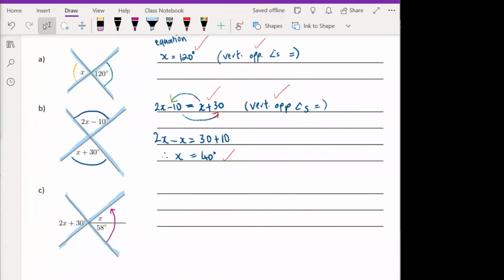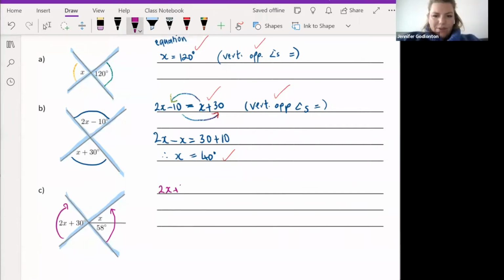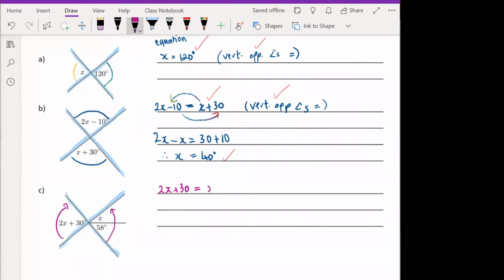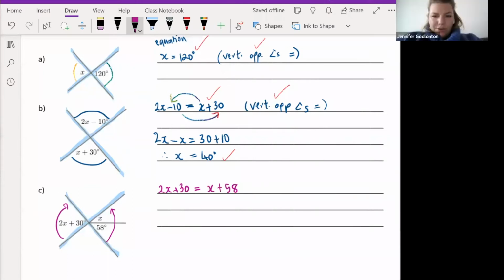Unati, how do I answer this question? So, ma'am, first you're going to say 2x plus 30 degrees equals x plus 58. Good. And then I'm going to give my reason. I'm going to write my reason because at the moment we know our reason is all the same.